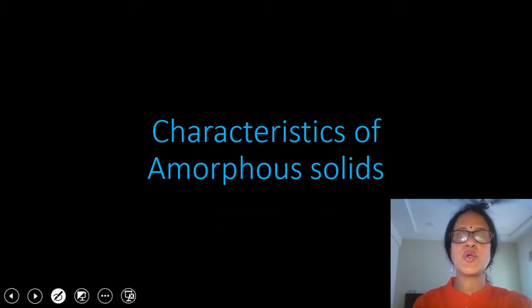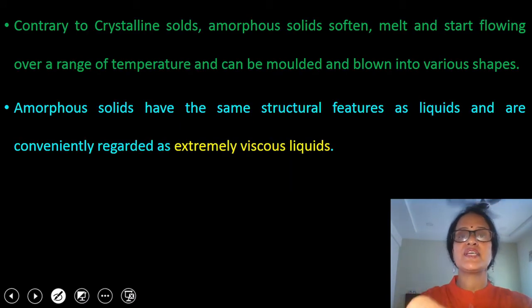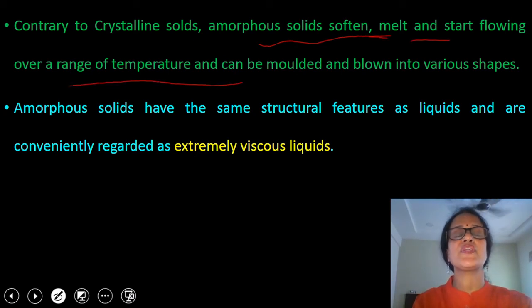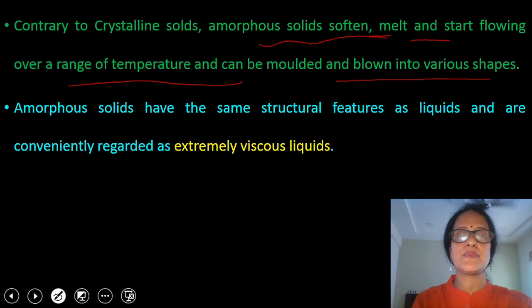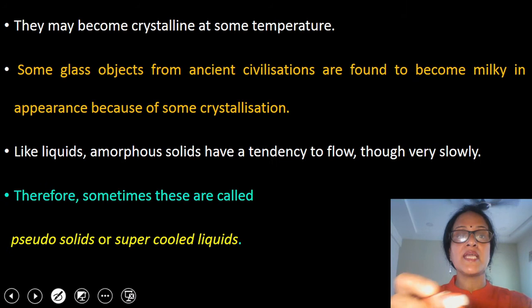Now we will learn about characteristics of amorphous solids. Contrary to crystalline solids, amorphous solids soften, melt and start flowing over a range of temperature. Means they don't have a sharp melting point and they can be molded and blown into various shapes. Amorphous solids have the same structural features as liquids and therefore they are conveniently regarded as extremely viscous liquids. But they may become crystalline at some temperature.